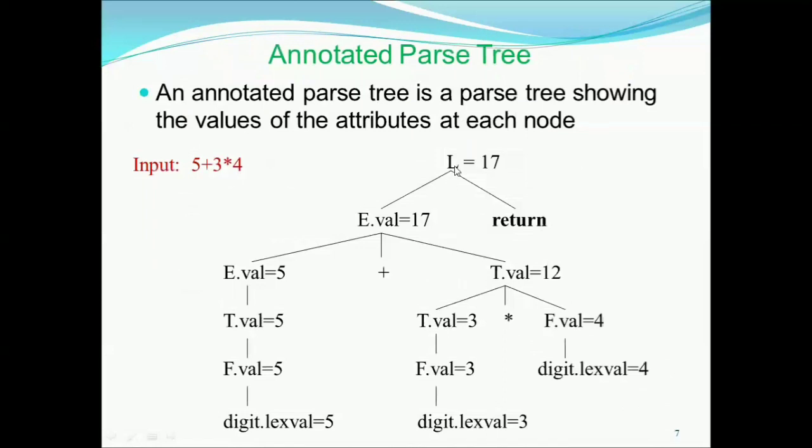First of all, I need to say that L tends to E. Then I say that E tends to E plus T, and then E tends to T, T tends to F, F tends to digit. Similarly, T tends to T star F, T tends to F, F tends to digit. Similarly, F tends to digit. So this is how you are going to construct the parse tree.